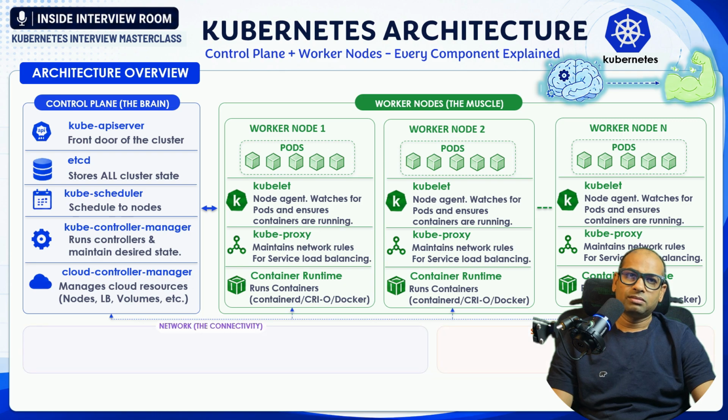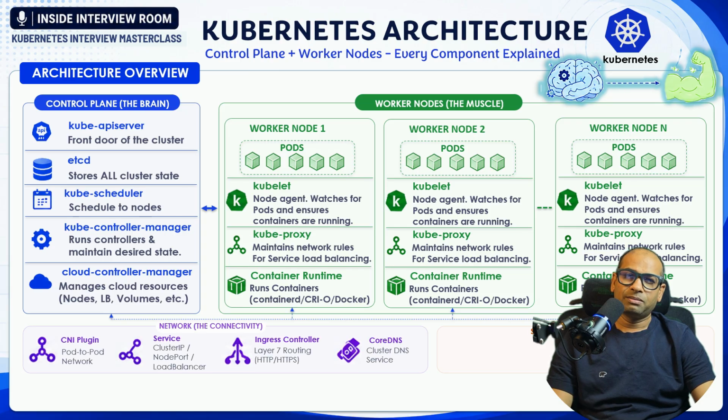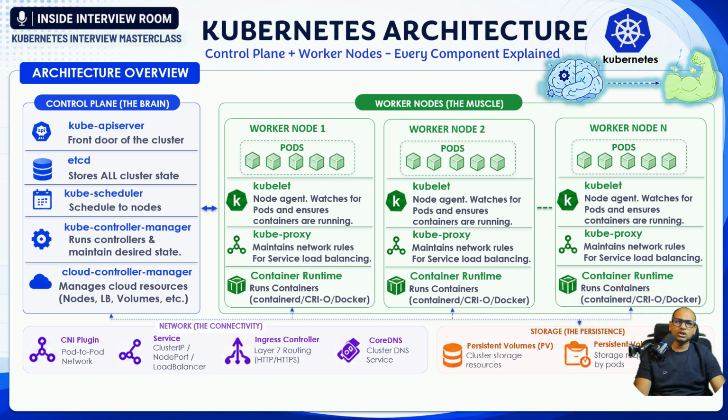Two more strips at the bottom. I'll keep this tight because we have a whole section on them. On the network side, the CNI plugin gives every pod its IP and wires up pod-to-pod networking. A Service gives stable access: cluster IP, node port, load balancer. The ingress controller does layer 7 HTTP routing, and CoreDNS is the cluster DNS. On the storage side, persistent volumes are actual cluster storage, and persistent volume claims are how a pod says, I'd like some of that, please.